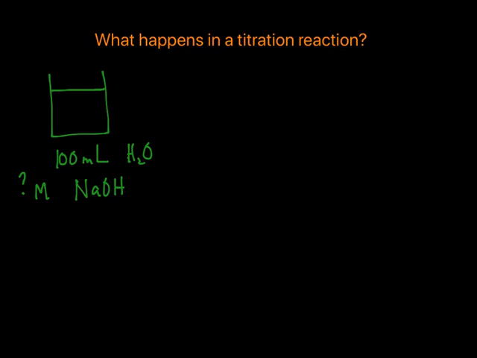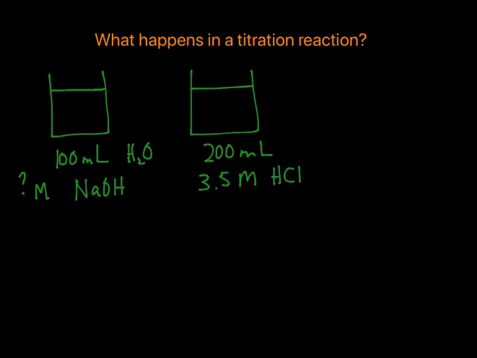stock solution. So the known solution here, let's say we have 200 milliliters of a known solution of hydrochloric acid. So we have a known solution of like 3.5 molar of hydrochloric acid. So we will be adding this amount slowly to the unknown solution of sodium hydroxide. The solution that we are adding is called the titrant.